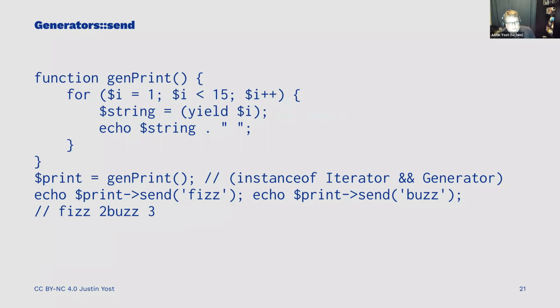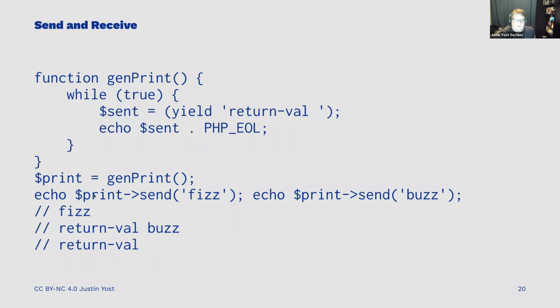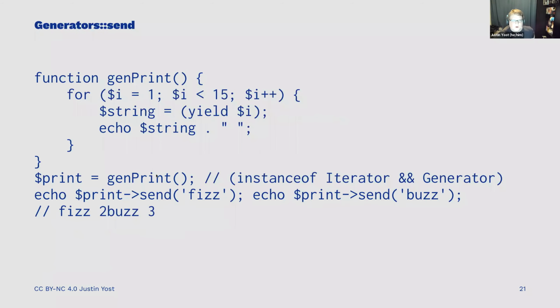So now, even more complicated. Yeah, this is the next one. Okay. Print gen print, echo print send fizz, right? So come back around. We call gen print for I is equal to 1, I is less than 15, I plus plus, right? So I is equal to 1. We come around, print send fizz. Remember, we kick off gen print.